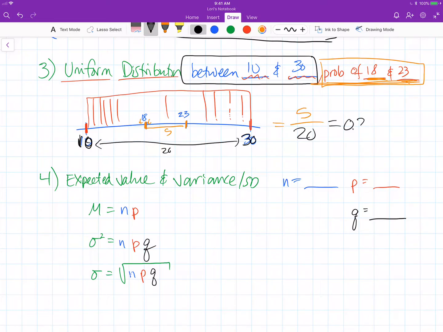So 0.25 is equal to 25% of the time I will choose a number that falls in this range right there. So the probability is equal to 0.25.